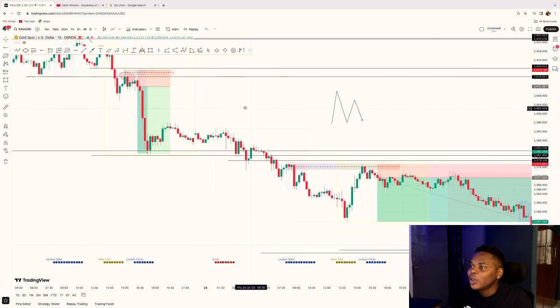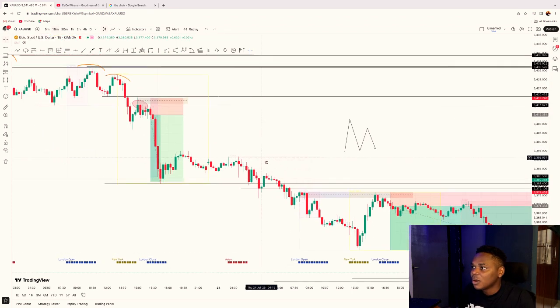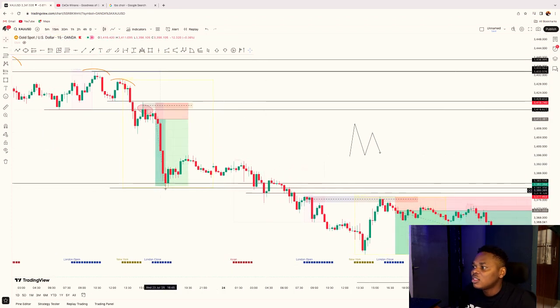So if you now look at it, we had a very nice price pushing to the downside. Remember, we could see that this is the lowest point price got to the previous day, and then this is the highest point price got to the previous day. I hope you can see that. So we have the highest point price got to the previous day here.